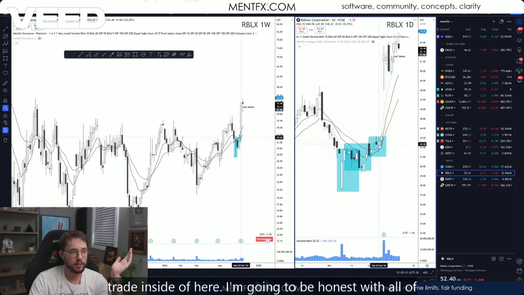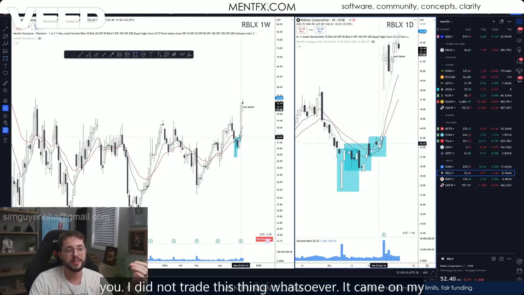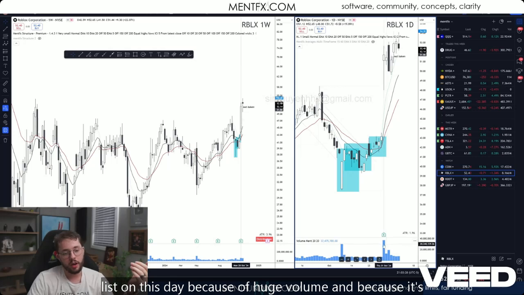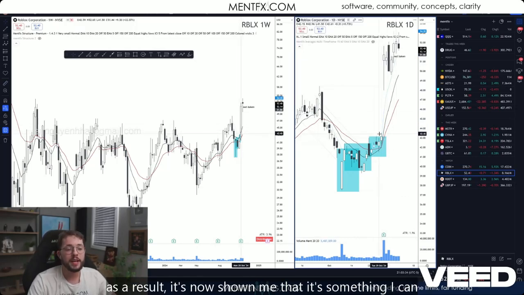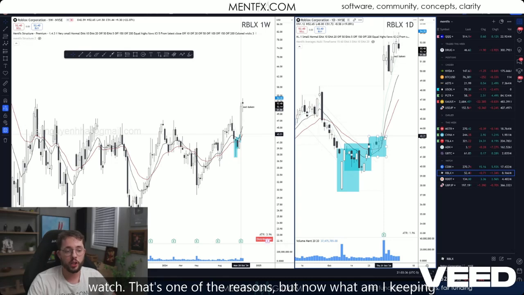And I missed this trade inside of here. I'm going to be honest with all of you, I did not trade this thing whatsoever. It came on my list on this day because of huge volume and because it's made a very large move and shown overall strength. As a result, it's now shown me that it's something I can watch. That's one of the reasons.